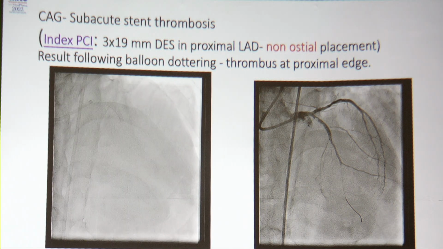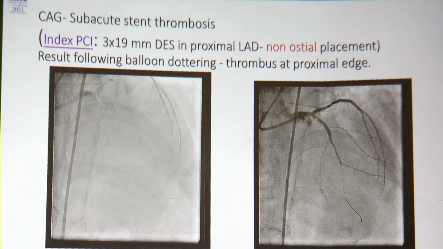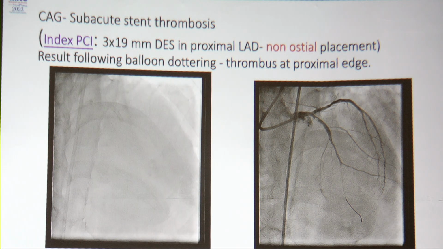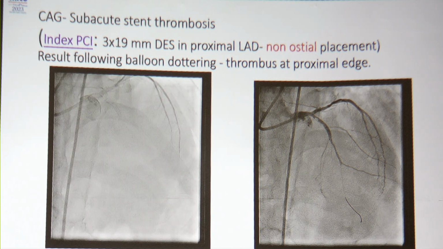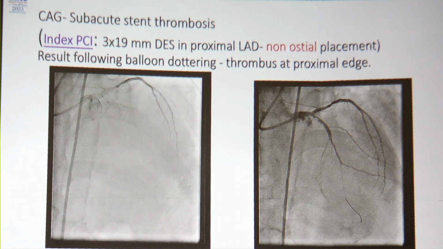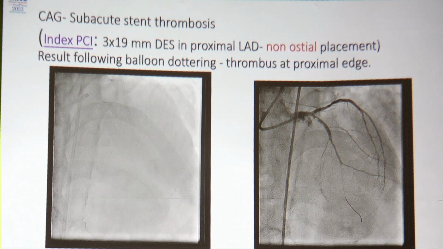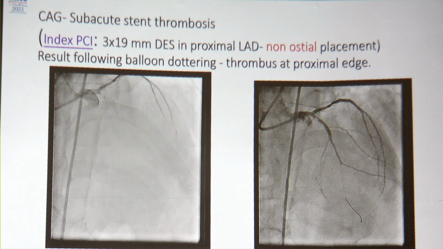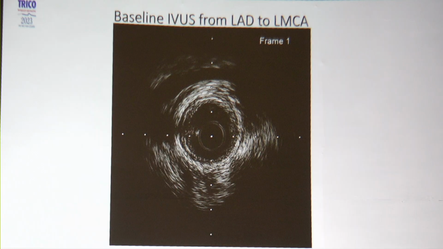What we see here is a stented segment in the LAD showing zero flow. At index PCI, it was a 3 into 19 millimeter drug-eluting stent in the proximal LAD, and it was non-ostially placed. It was not image-guided PCI in the index episode. After balloon dilatation and passage of the wire, there appeared to be a thrombus at the proximal edge, shown in a frozen image on the second image. Thereafter we performed an IVUS evaluation.